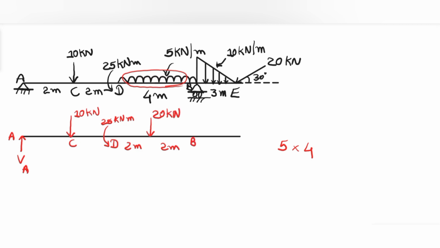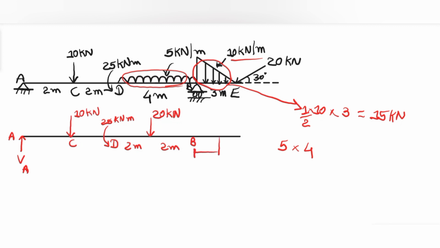Then we are having the UVL. Now let's see how we can convert this to a point load. For this, 10 kilonewton per meter load is acting on a 3 meter span. So it will be 10 into 3 into 1 by 2. For UVL, the total load acting is WL by 2. So it will be 15 kilonewton.